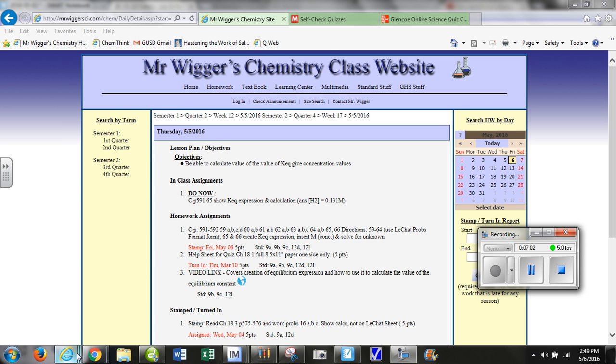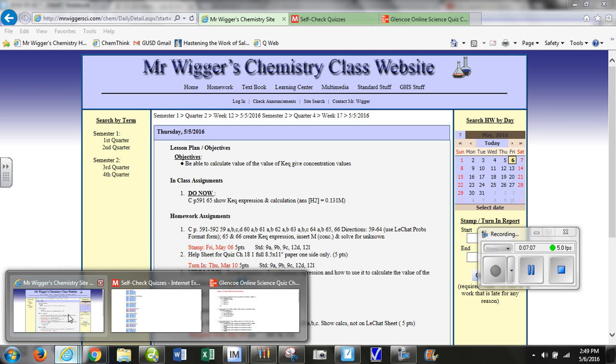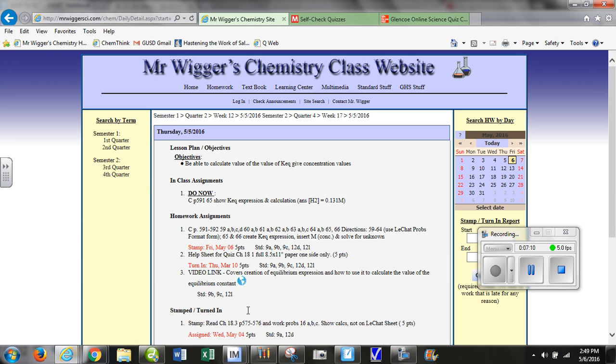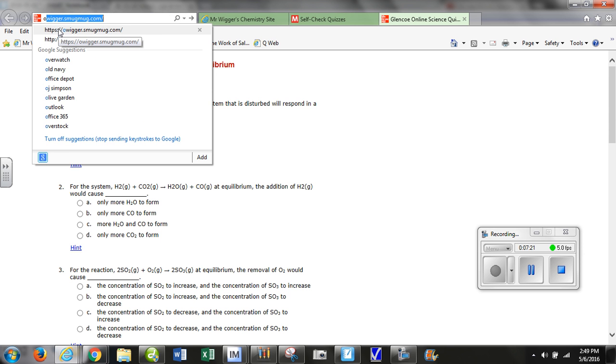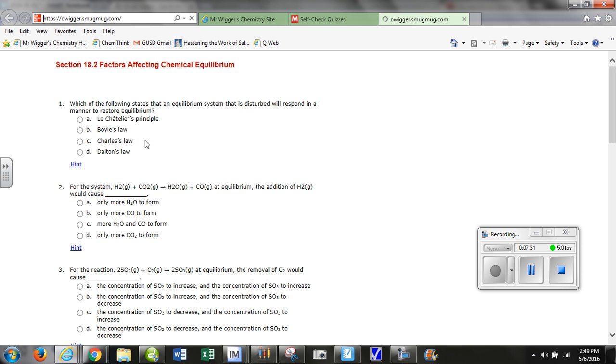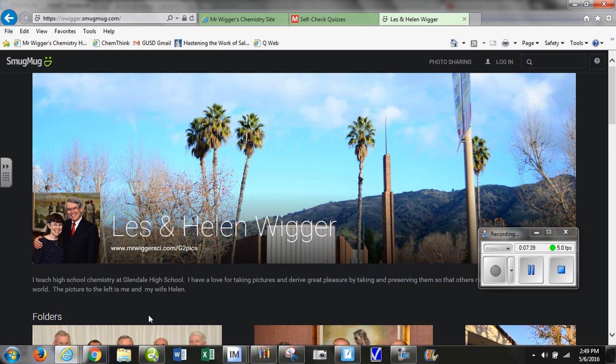Let me show you getting into my SmugMug site. On the SmugMug site, most of you know that and how to use it. So you just are going to, let's go up here to the line, owigger.smugmug.com. I don't know if you can read that on the screen, but it's owigger.smugmug.com. And when you go there, this is what you're going to see. If it comes up, there we go, good.